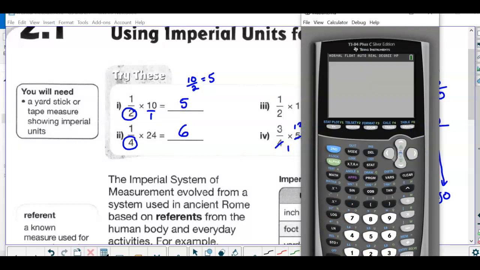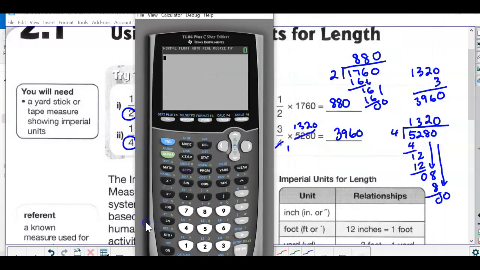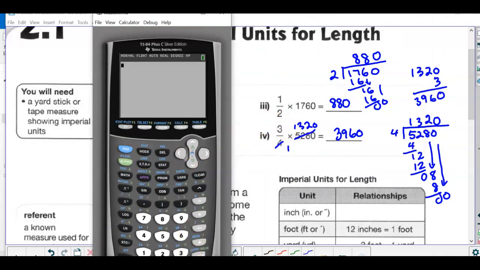So here I have a calculator out. In terms of using fractions within a calculator, really you don't need a fraction key. Some calculators have them. Let's do this one here, a half. You can go 1 divide by 2. You can either enter on that or just press multiply by 1,760, and you will get the answer. Next one, you can go 3 divide 4. I'll do this slightly different. Find the decimal form of that and then multiply by 5,280.